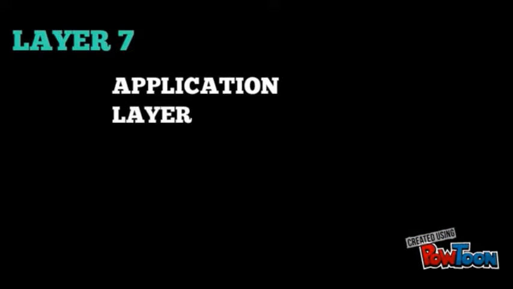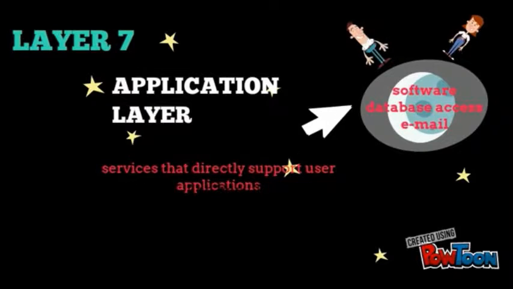Layer 7, the topmost layer of the OSI reference model, is the application layer. This layer relates to the services that directly support user applications, such as software for file transfers, database access, and email. In other words, it serves as a window through which application processes can access network services. A message to be sent across the network enters the OSI reference model at this point and exits the OSI reference model's application layer on the receiving computer.